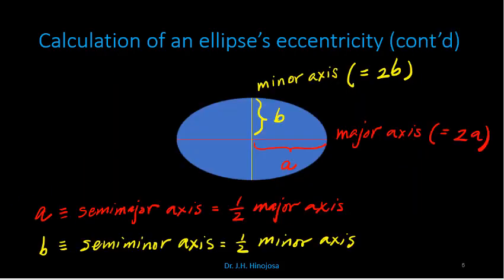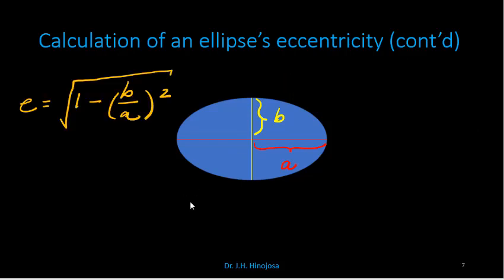So let's look at the calculation of the ellipse's eccentricity. Here we have to define the major axis. The major axis is the long axis, and the minor axis is the short axis. Now here I've labeled A, which is half of the major axis. So A is called the semi-major axis, or half of the major axis, and B is 1/2 of the minor axis, or the semi-minor axis.